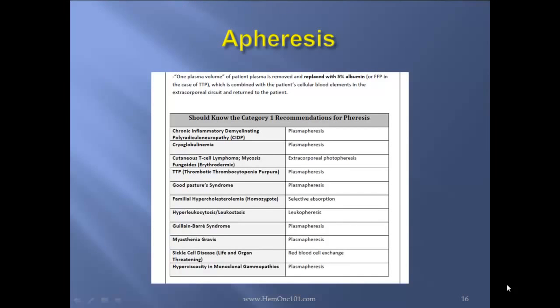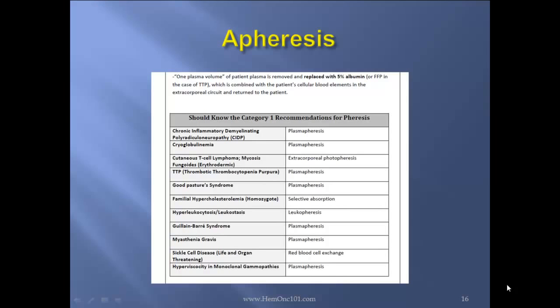Apheresis. In apheresis, one plasma volume of patient plasma is removed and replaced with 5% albumin, or FFP in the case of TTP, which is combined with the patient's cellular blood elements in the extracorporeal circuit and returned to the patient. The Category 1 recommendations for apheresis you should know.